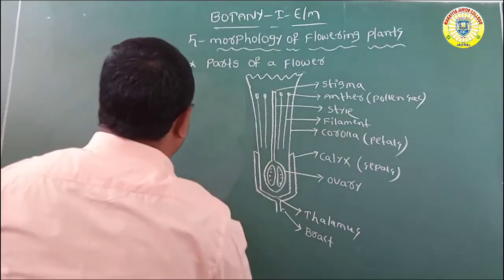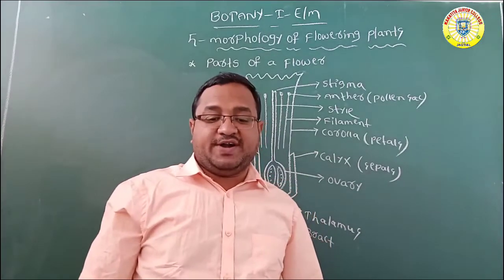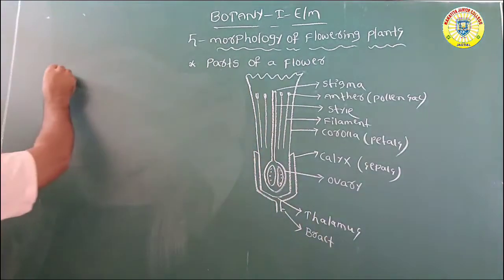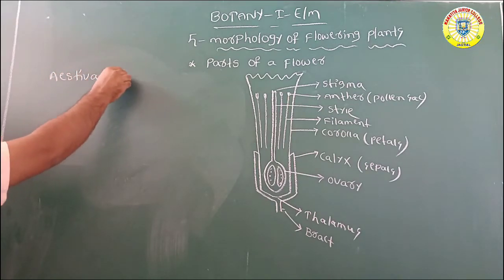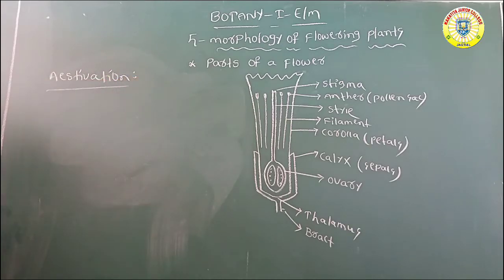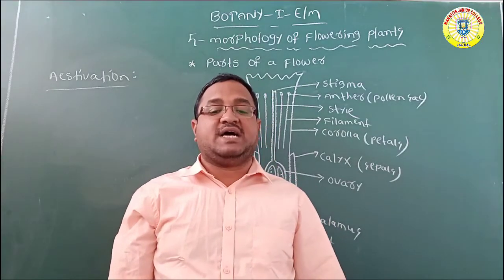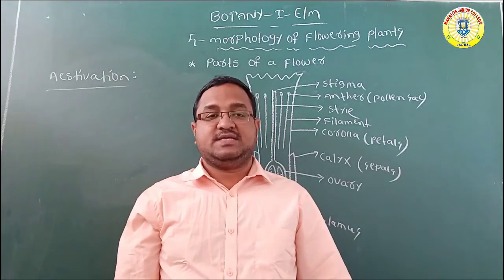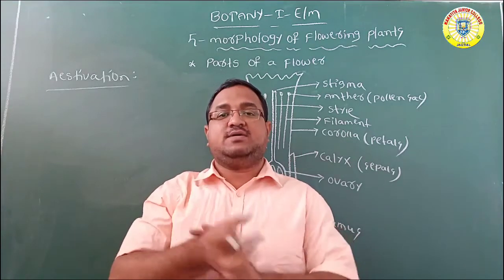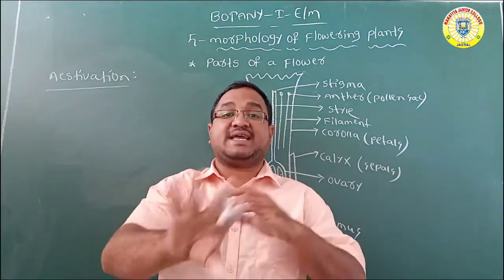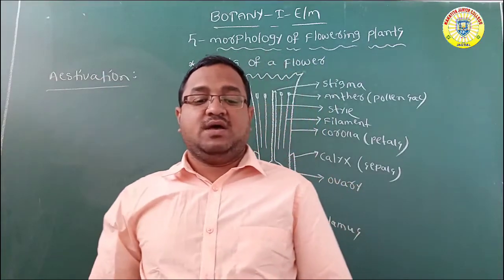Here, one more thing, one of the important topics now. What is aestivation? Aestivation, one of the important topics. How many types of aestivation can we generally see? Aestivation means the arrangement of sepals or petals in the floral bud. How the sepals or petals are arranged on the floral bud, that is called aestivation.